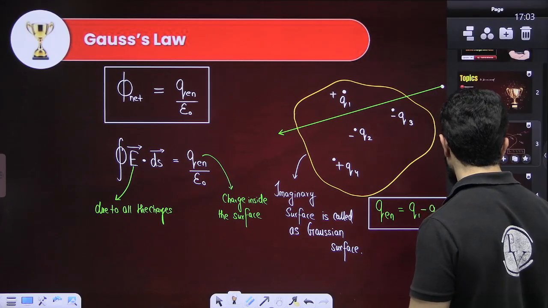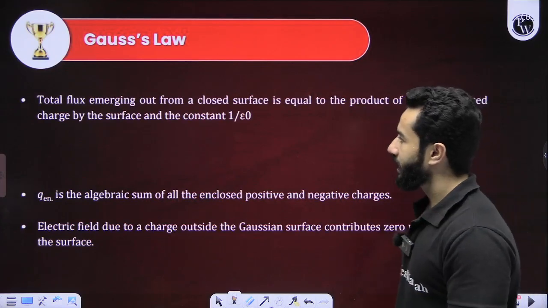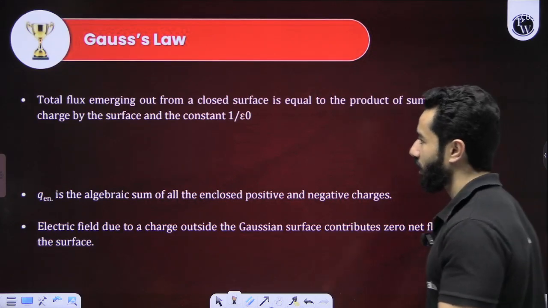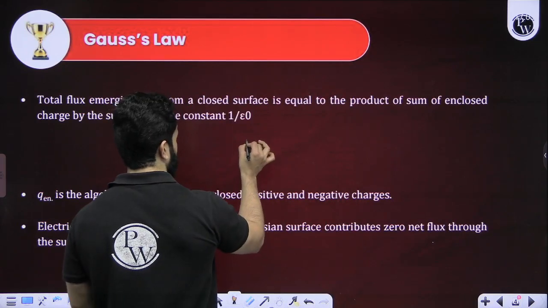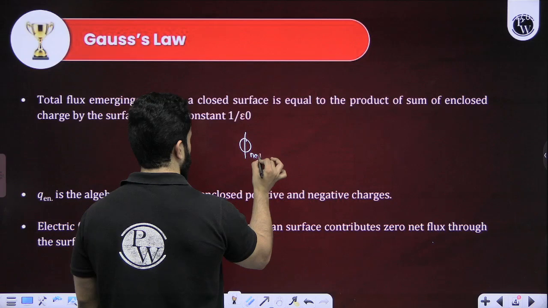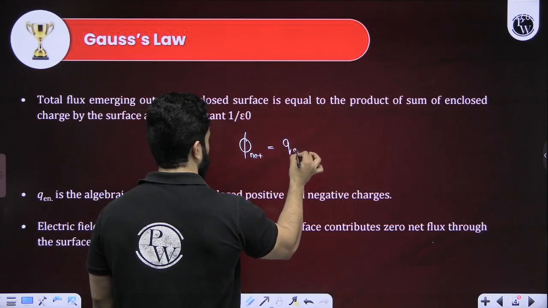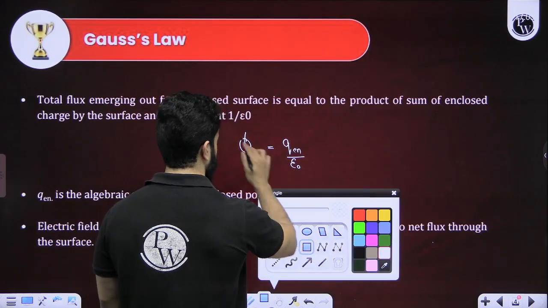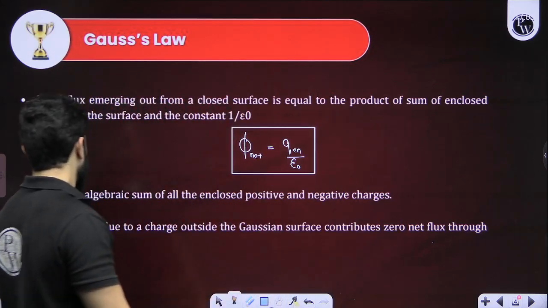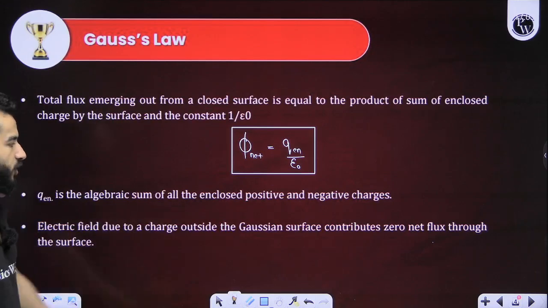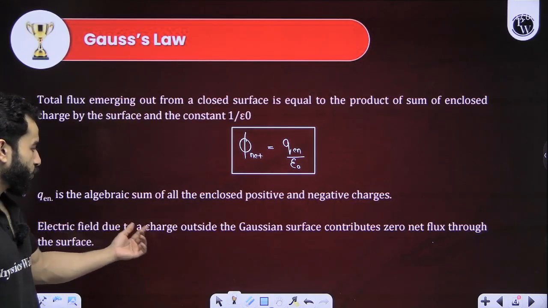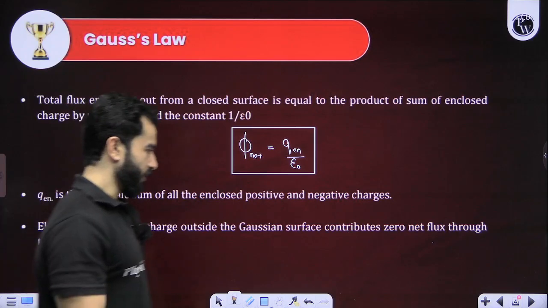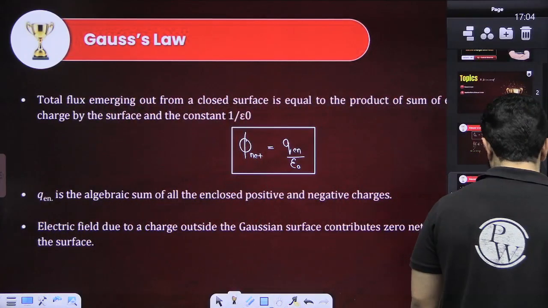Now, some important points regarding this. First of all, the statement: total flux emerging out of a closed surface is equal to the product of the sum of enclosed charge by the surface and the constant 1 upon epsilon naught. That means net flux is enclosed charge upon epsilon naught. Q enclosed is the algebraic sum of all the enclosed positive and negative charges. Electric field due to charge outside the Gaussian surface contributes zero net flux through the surface. Hopefully this concept is clear to you.